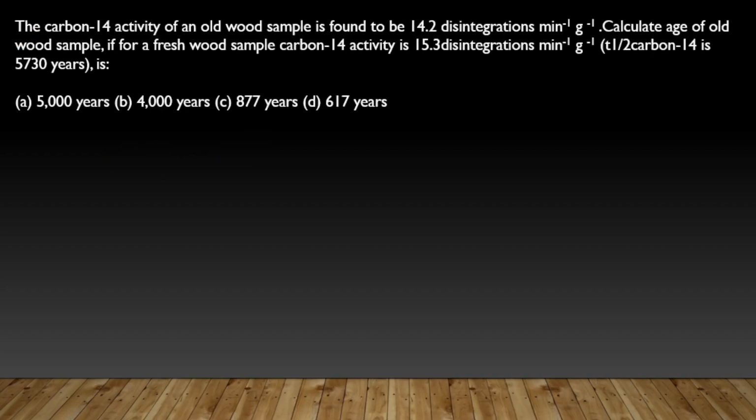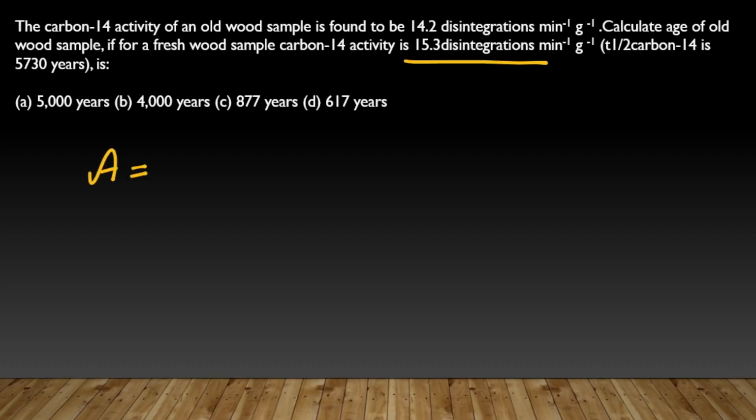It says the carbon-14 activity of the old wood sample is found to be this many disintegrations per minute per gram of it. Calculate the age of the old wood sample if the fresh wood sample's carbon-14 activity is this much. So we have been given the initial activity and the remaining activity. T half for it is also given to us. Okay, so this is from the radioactivity concept. So first order kinetics is being obeyed.